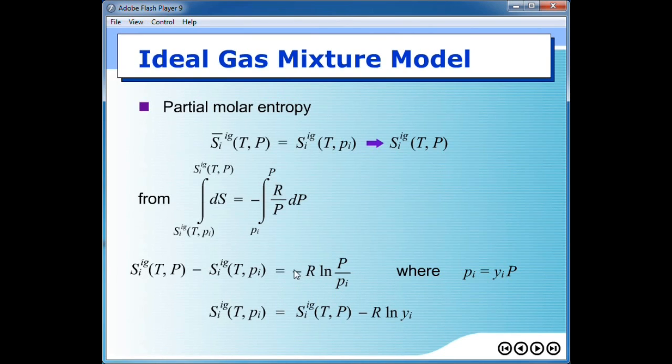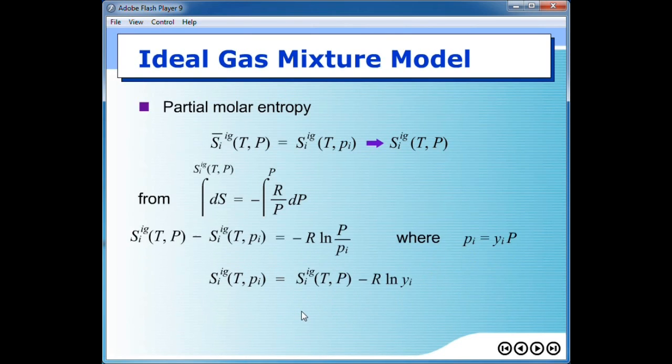Then rearrange this equation at this part. If you compare this with the one above, the left-hand side is what you are going to use according to Gibbs theorem. The right-hand side is the one that you are going to have. These are properties of the pure species at the same temperature and the same pressure as the temperature and pressure of the mixture. If you plug this in here, then you can calculate the partial molar entropy of your species in the mixture.